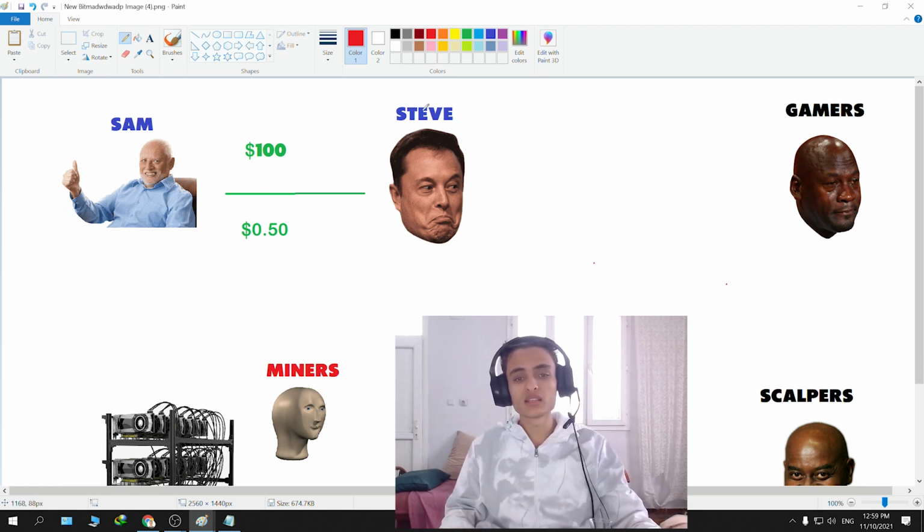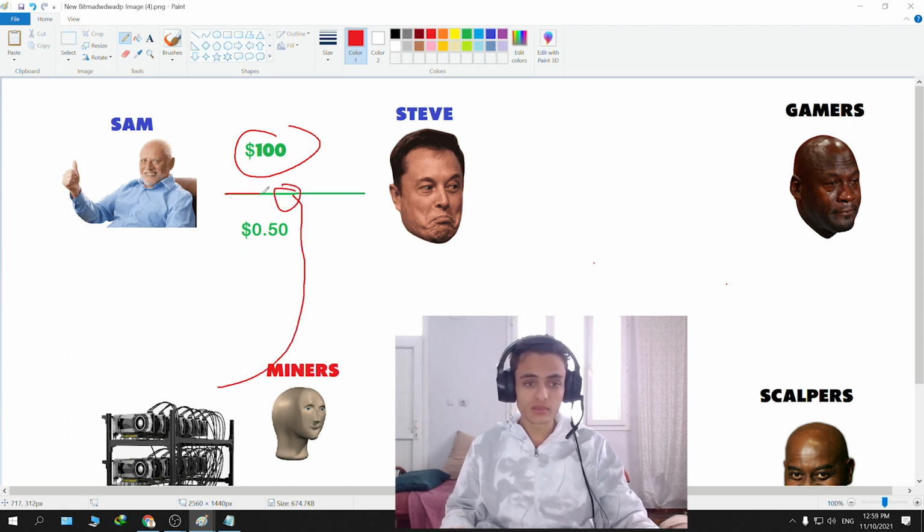Sam wants to send Steve $100. So in order to send it successfully, it needs to be verified. The miners are here in the middle. Sam sent the transaction. The miners check if it's real or not. If it's real, it will be sent successfully to Steve. And if it's not real, it will be rejected. And miners get profit for doing that. This is how miners get profit.